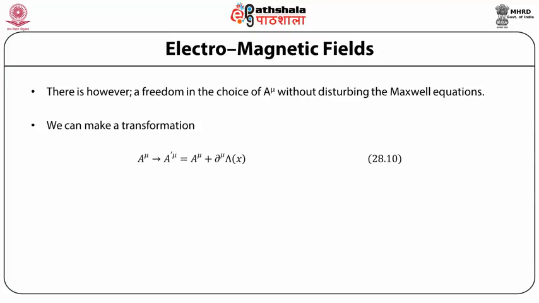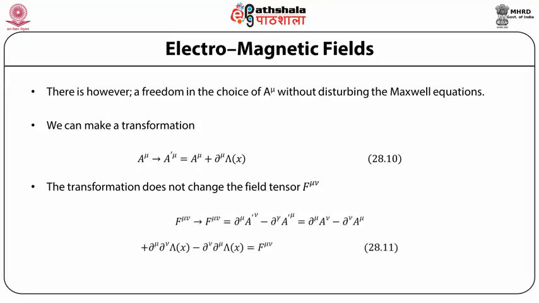We can make a transformation A_μ → A'_μ, which equals A_μ + ∂_μ λ(x). The transformation does not change the field tensor F_μν. F_μν → F'_μν, which equals ∂_μ A'_ν − ∂_ν A'_μ, which equals ∂_μ A_ν − ∂_ν A_μ + ∂_μ ∂_ν λ(x) − ∂_ν ∂_μ λ(x), which equals F_μν.